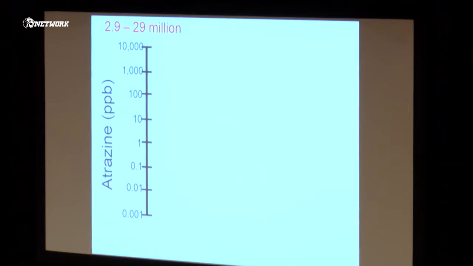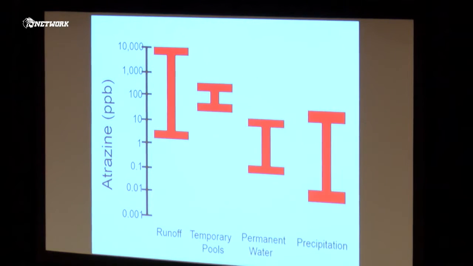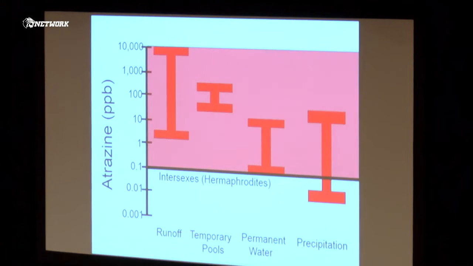The package of atrazine recommends application at 2.9 to 29 million parts per billion. I'll do the math for you. A typical farmer may be using this stuff at levels that are 290 million times higher than we're using in my laboratory. This is a log scale, and I'm going to show you from the published literature now the minimum and maximum detectable in agricultural runoff, temporary pools, permanent water, precipitation. Here's the level we're using in the lab. Here's every environment that would be at risk.